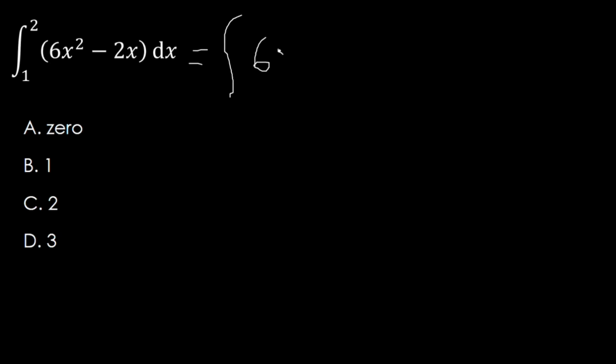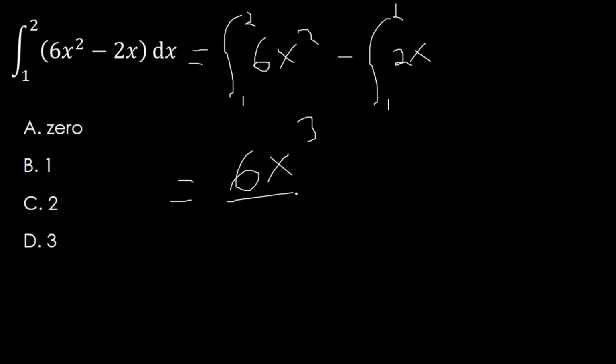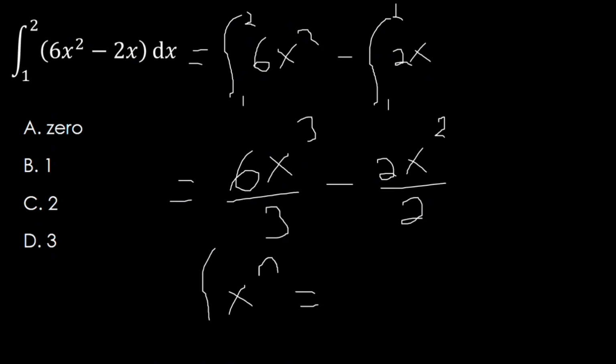That will be the integral of 6x², from 1 to 2, minus the integral of 2x, from 1 to 2. We're going to have what? 6x cubed over 3 minus 2x² over 2. This is the law of integration. The integral of x to the power n is equal to x to the power n plus 1 over n plus 1. That is the basic law of integration.